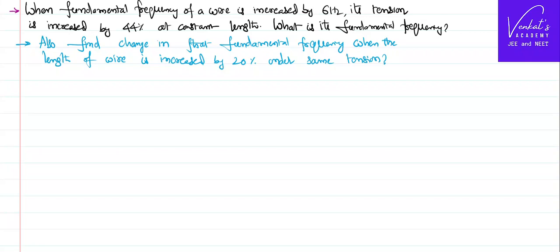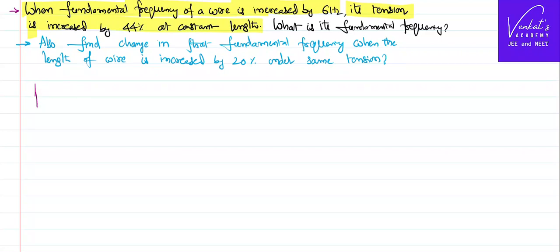There are two problems on the screen. We'll start with the first problem. The problem is like this: when the fundamental frequency of a wire is increased by 6 Hz, its tension is increased by 44% at constant length. Let us try to understand.